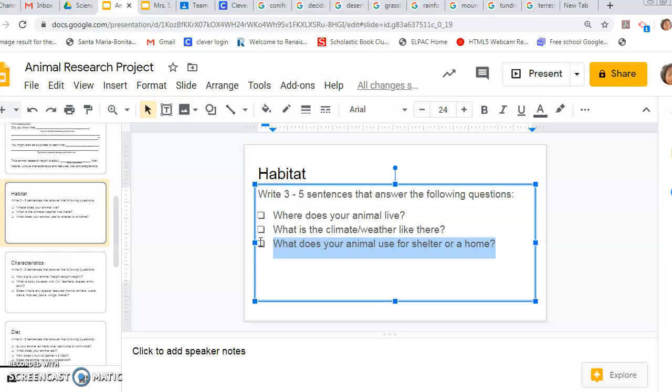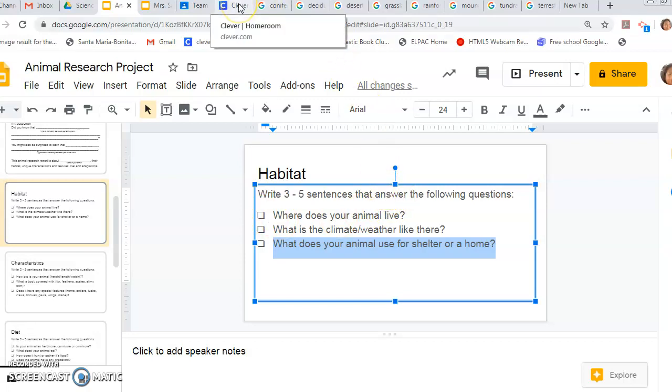So this can be anything. It could be a cave, it could be a tree, it could be underground, it could be in the water. Maybe if you're doing a fish, does it live in a cave underwater? Does it live in the coral like some fishes do? Or did anyone watch Finding Nemo? The clownfish, which is what Nemo and his dad were, lived inside of an anemone, a sea anemone, right? That was their shelter. So you have to figure out what kind of habitat they live in.